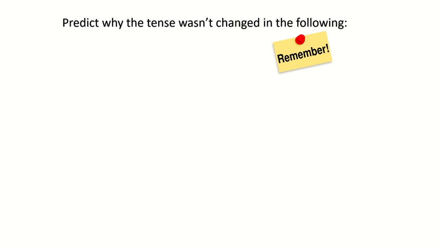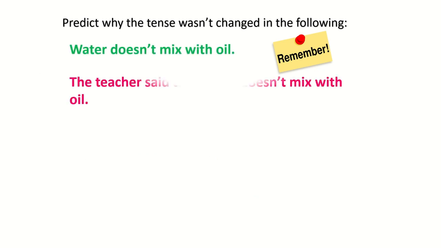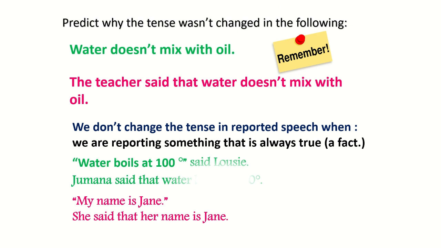Predict why the tense wasn't changed in the following. "Water doesn't mix with oil." The teacher said that water doesn't mix with oil. So look here, I didn't change the tense. Doesn't mix stays the same. Why? Because this sentence expresses a scientific fact. So we don't change the tense in reported speech when we are reporting something that is always true or a scientific fact, or if we're talking about habits.